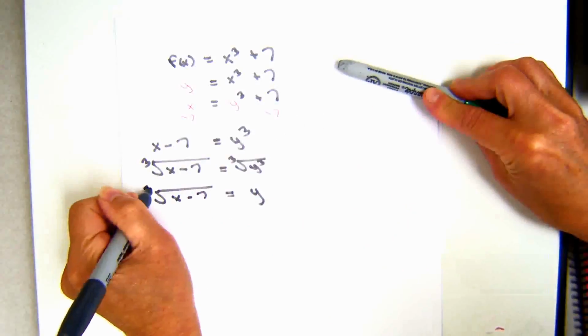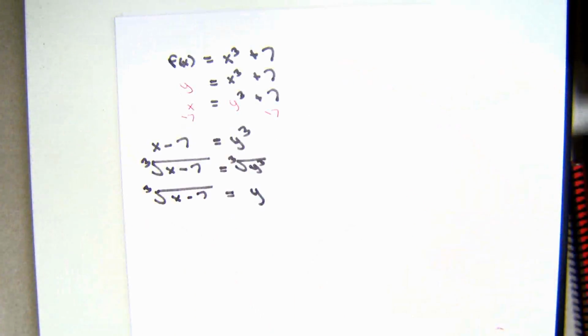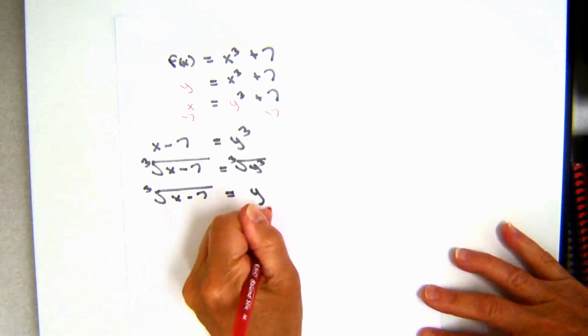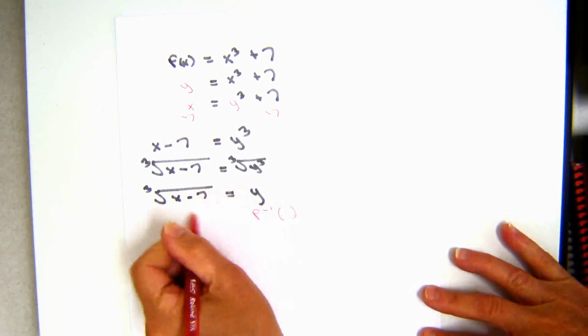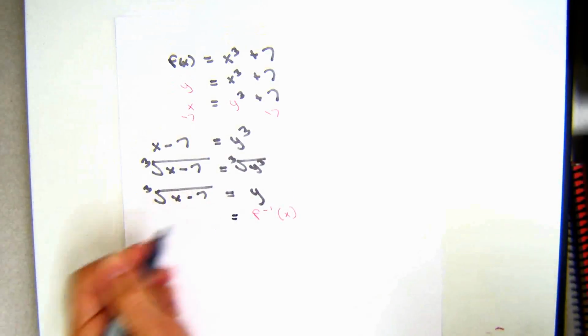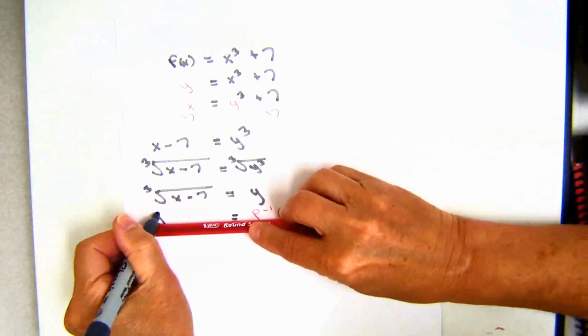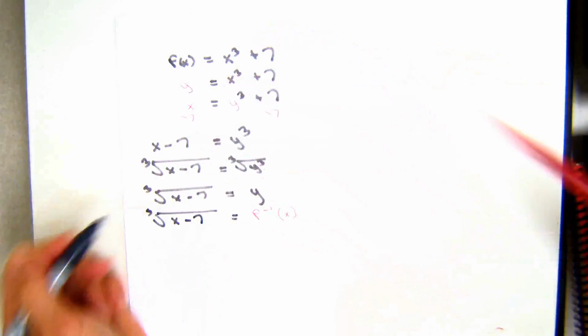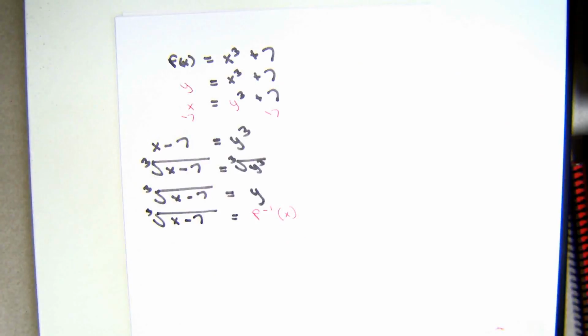And then in place of y, that is really the inverse function. So let's put that f inverse of x, and it's all in terms of x. So that's equal to, and then again we have the cube root of x minus 7, and that's the inverse. Okay, so that's an example of finding the inverse algebraically.